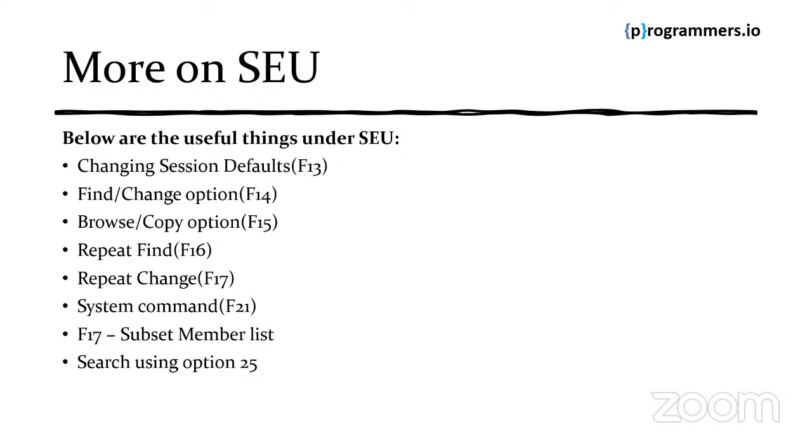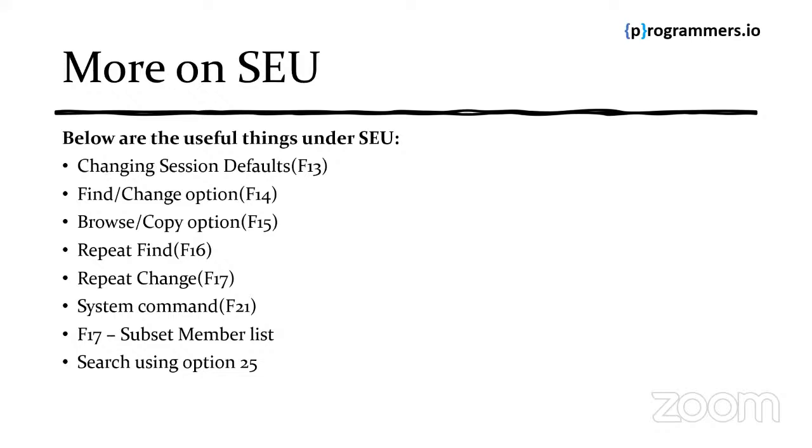And similarly, if you find any string inside the source program, you can use F16 or shift F4. Then to repeatedly find and repeatedly change a string to another string, you can use F17 or shift F5. Next one is the system command. If you are inside the source member and want to access the command line or execute a particular command, you can press F21 or shift F9 to open the command line inside the source member, and then you can execute.